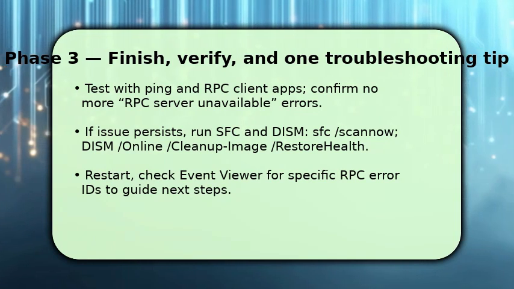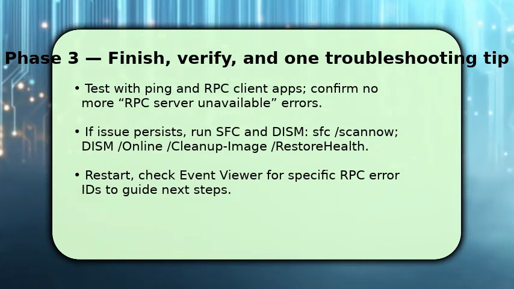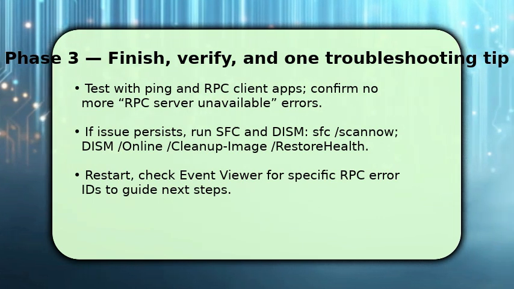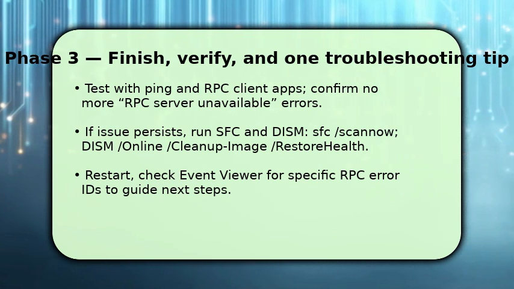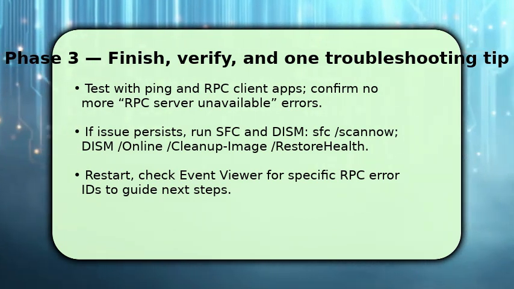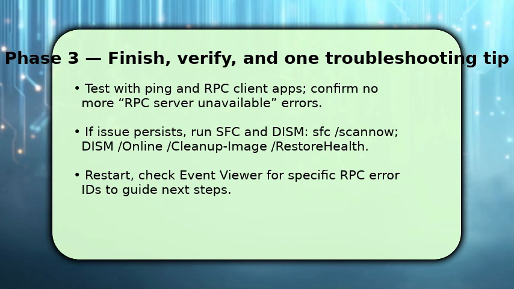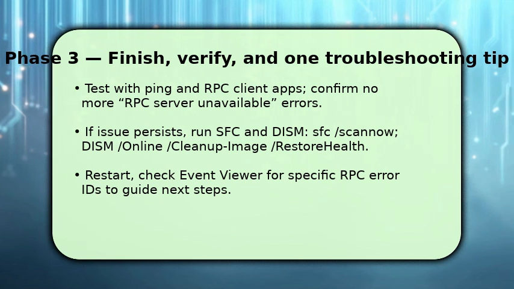Finish by testing connectivity. Ping the host, open the app that failed, and observe whether the RPC error is resolved. If the problem persists, run system repair. Open admin command prompt and run sfc /scannow, then dism /online /cleanup-image /restorehealth. These repair corrupt system files that block RPC.